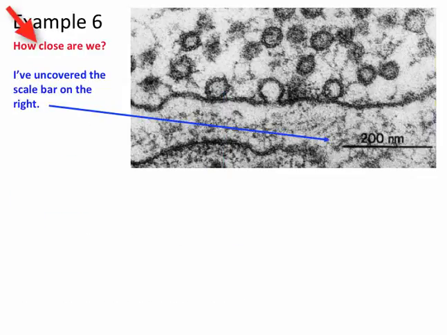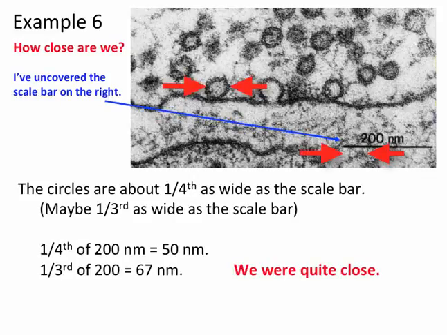How close are we? Now I've uncovered the scale bar on the lower right, 200 nanometers, that long black bar. The circles look to me to be about 1/4 as wide as the scale bar, and I could believe that some of them might be close to 1/3 as wide as the scale bar. I don't think most of them are much less than that. If they're 1/4 of 200 nanometers, that equals 50 nanometers. If they're 1/3 of 200 nanometers, that equals 67 nanometers. We estimated somewhere around 50 or 60.